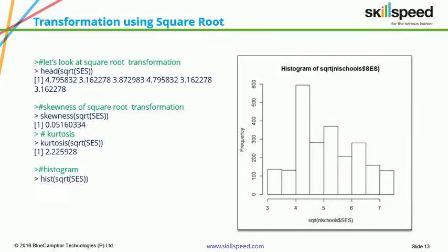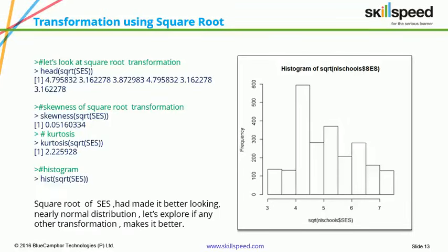The histogram suggests that it looks better. The graph is better than just using the SES variable as it is. It looks nearly normal, though not exactly normal distribution. Now let's put a star mark to this. Now let's remember this transformation and let's explore if there is any other transformation which can be better than this.